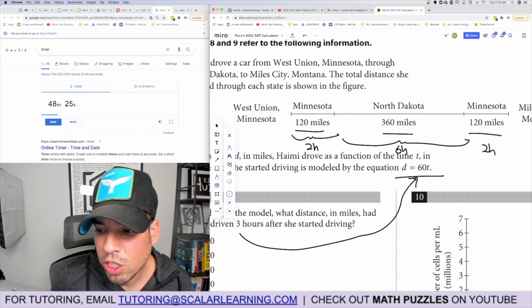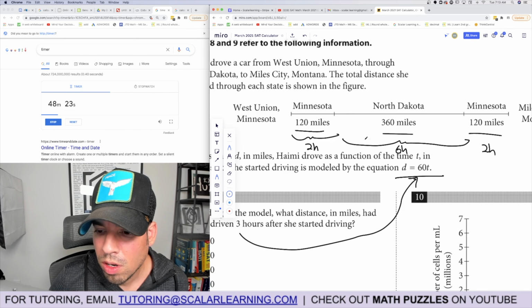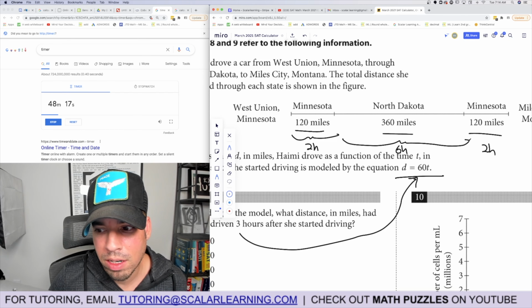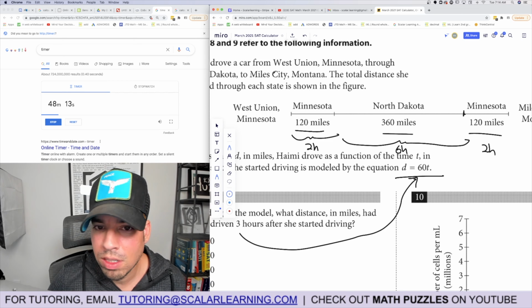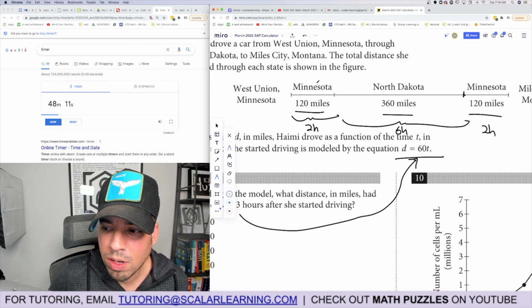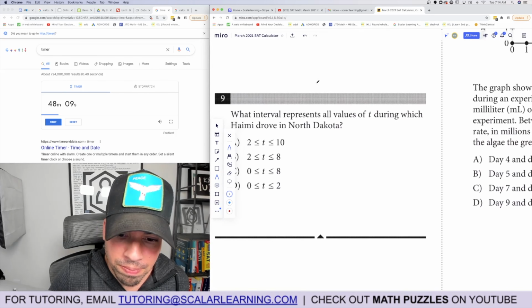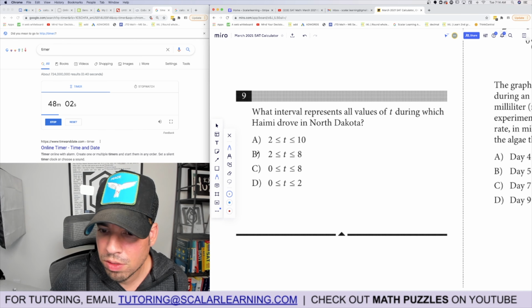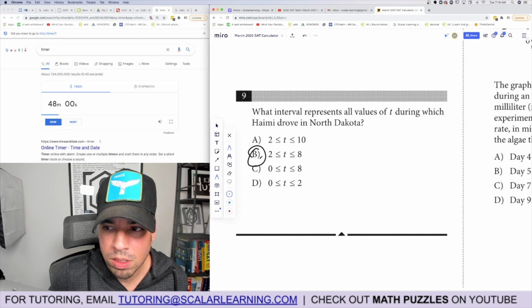And then the time in which she's in here would be when t is from 2 to 8, right? Because when it's at 8, that's 480. That would be right at the tail end of this. So she's in North Dakota from hour 2 to hour 8. And that's it. All values of t during which she's in North Dakota, boom, done.